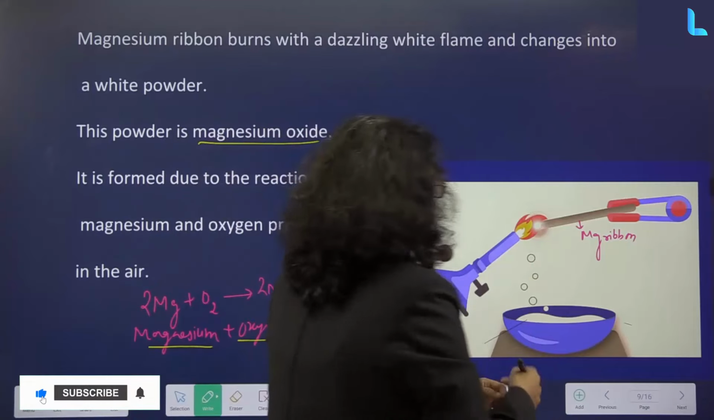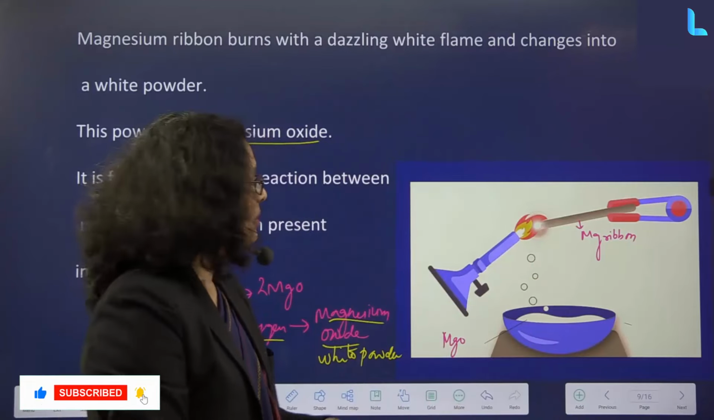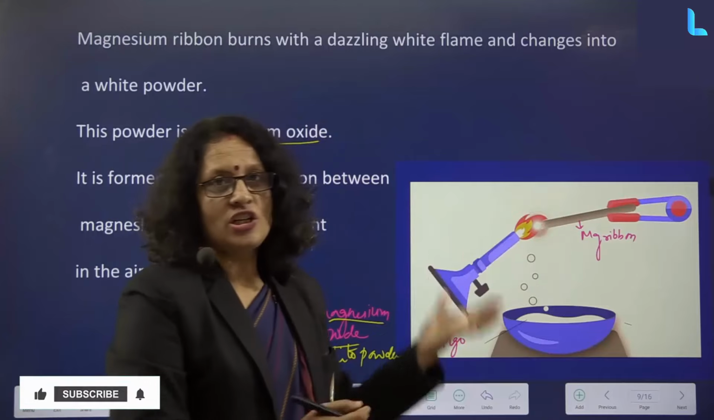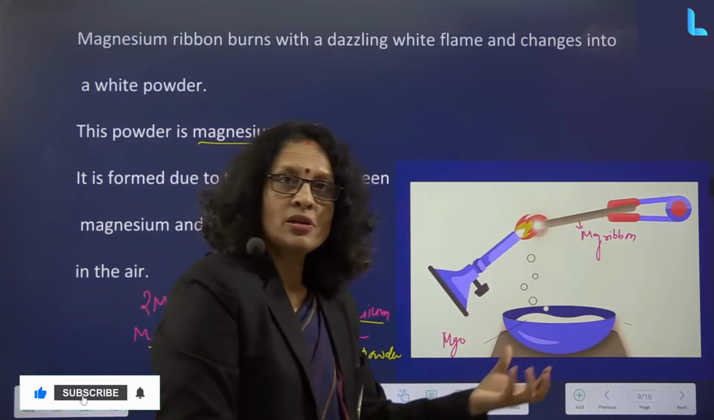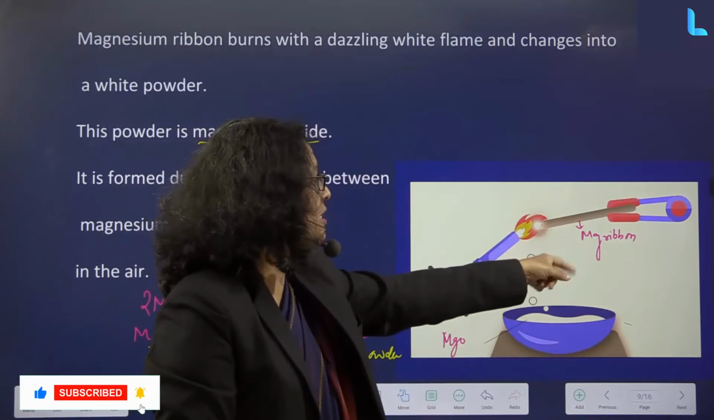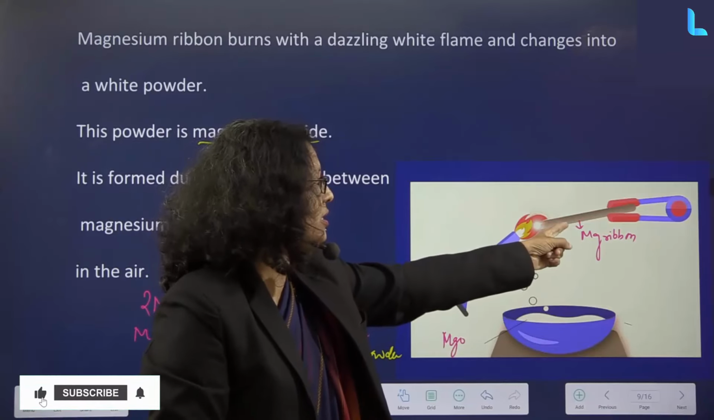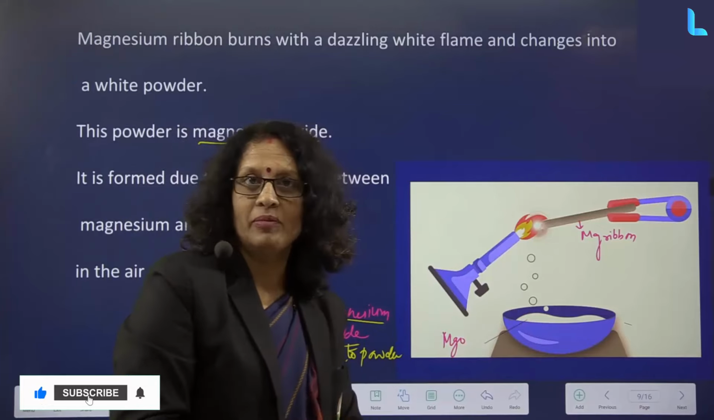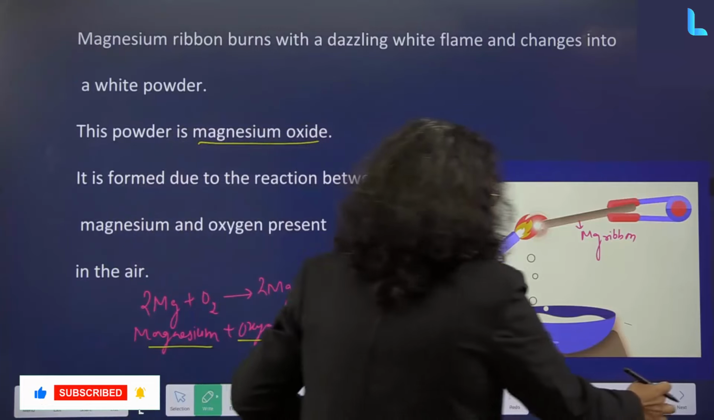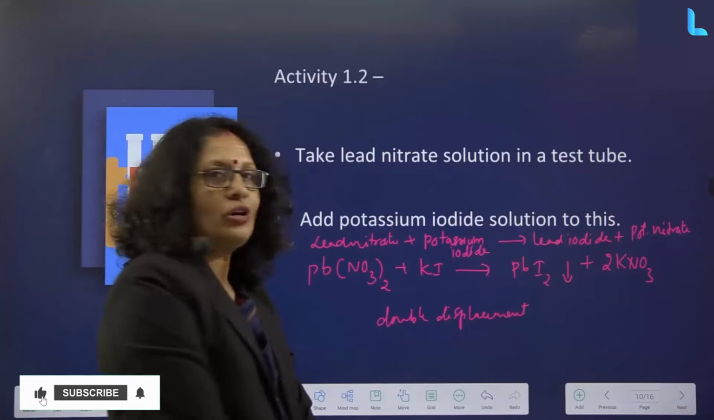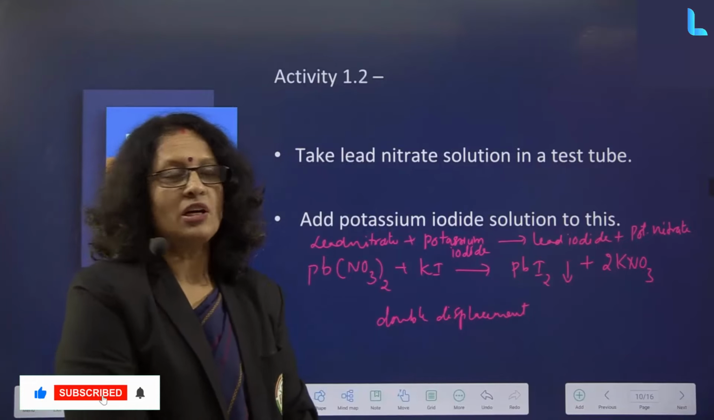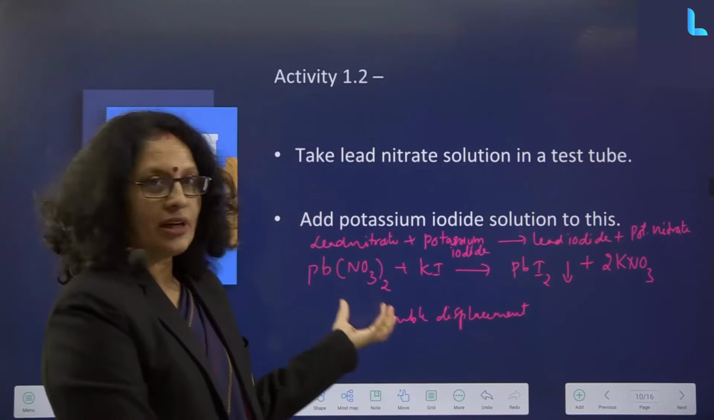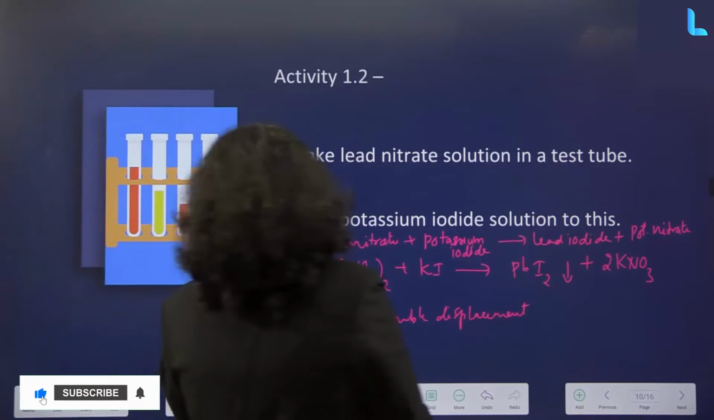So this is the experiment. What did we observe in this experiment? We observed a change in color and a change in appearance. Here it is a strip, ribbon kind, and here it is in powder form, as well as a change in temperature. There are many activities like this. These are all called reactions, chemical reactions. So another activity is there. Here the next experiment is there.